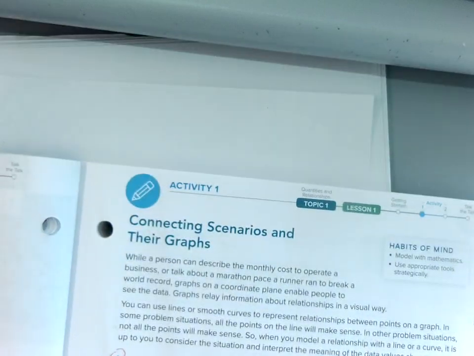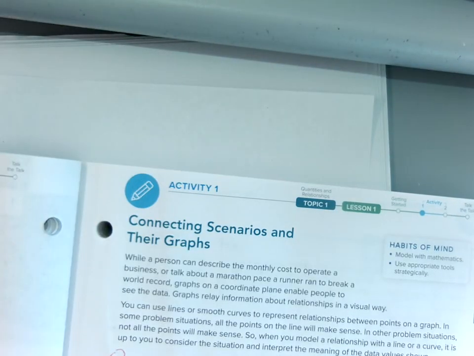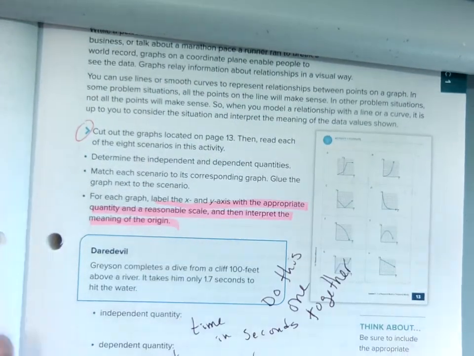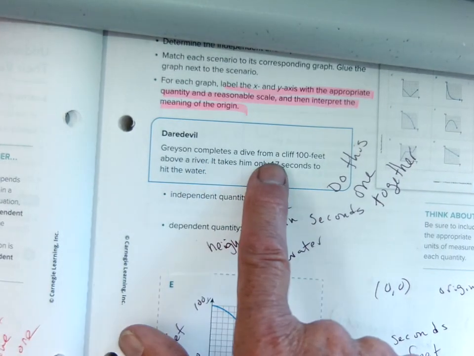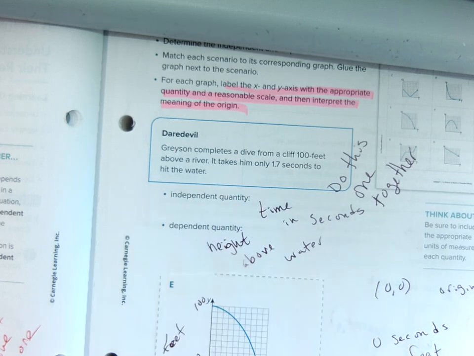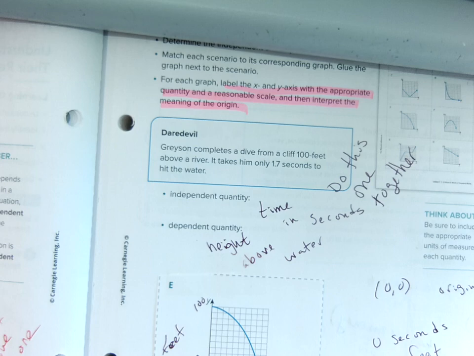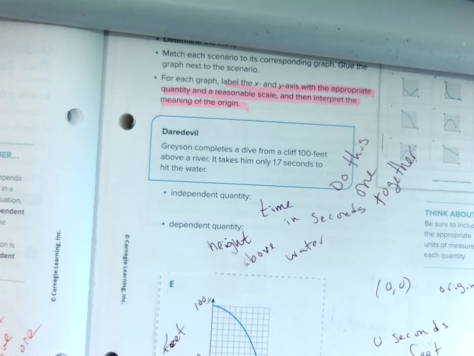If you go to page 13, cut all these out and match them to the graph. So, Daredevil Grayson completes a dive from a cliff. It's a 100-foot cliff above a river. It takes him 1.7 seconds to hit the water. So I found the graph that matches that. That's the first thing I have to do.